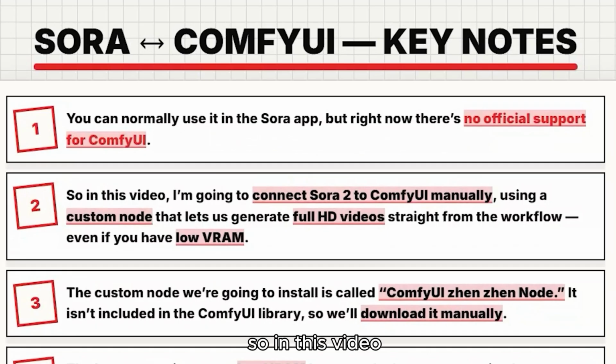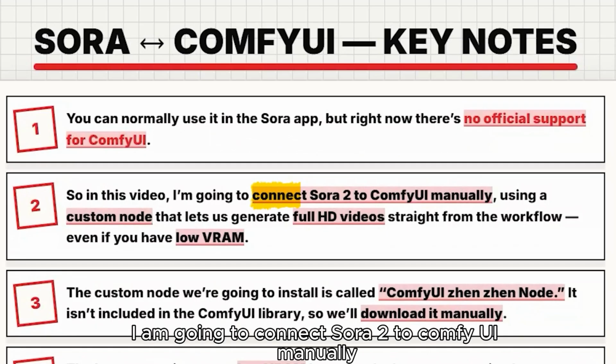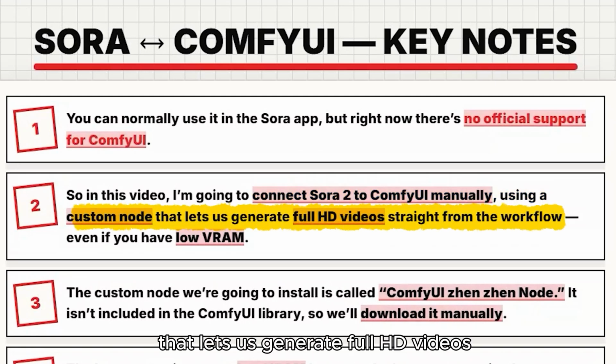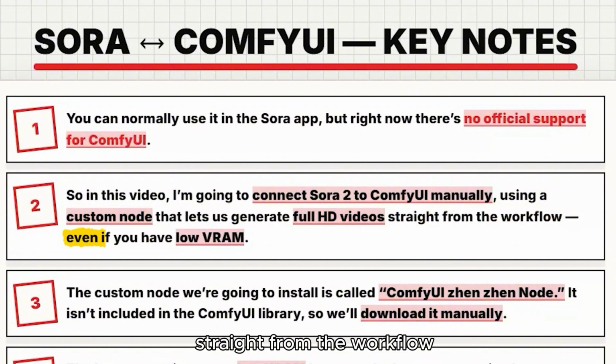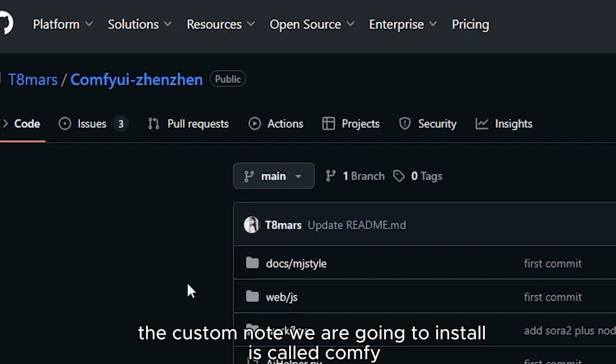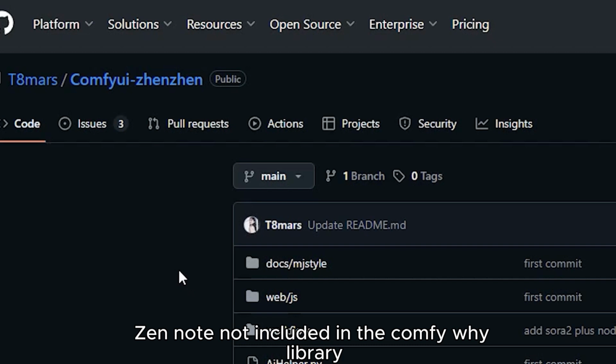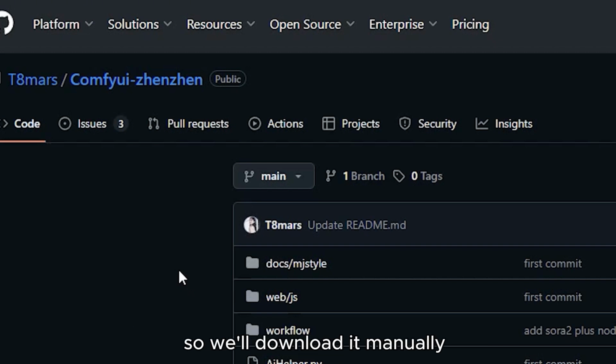So in this video, I am going to connect Sora 2 to ComfyUI manually using a custom node that lets us generate full HD videos straight from the workflow, even if you have low VRAM. The custom node we are going to install is called ComfyUI ZhenZhen Node, not included in the ComfyUI library, so we'll download it manually.